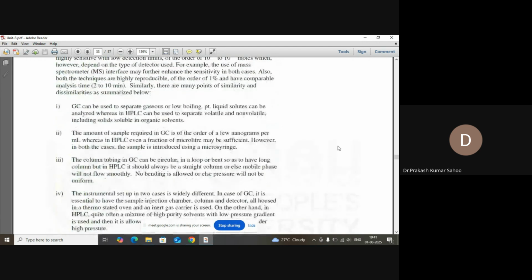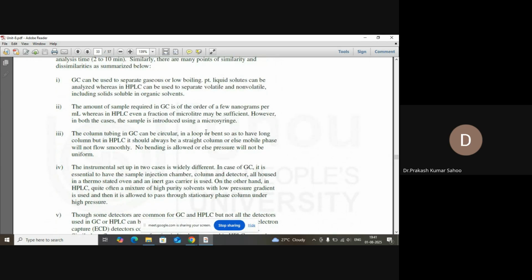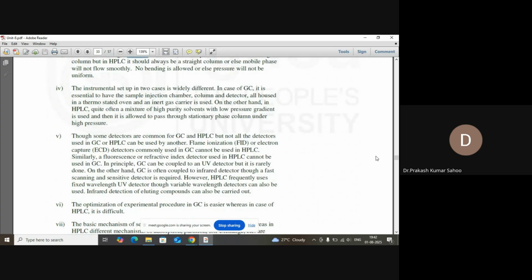So comparison with GC: GC is mainly applicable to volatile substances, whereas HPLC is for non-volatile. The amount of sample required in GC is very few nanogram, but in HPLC, a fraction of a microliter may be sufficient. The column tubing in GC can be circular in a loop or bend, but in HPLC it should be a straight column. It is correct. In GC it is circular or a loop. The instrument setup in the two cases is widely different.